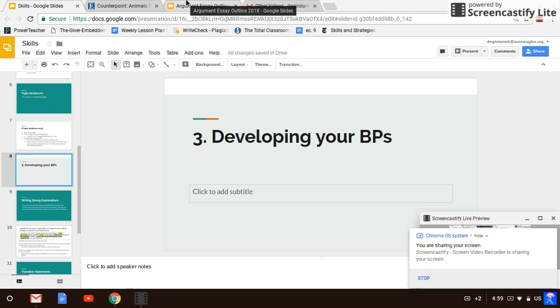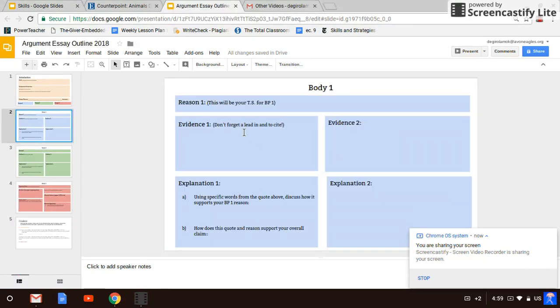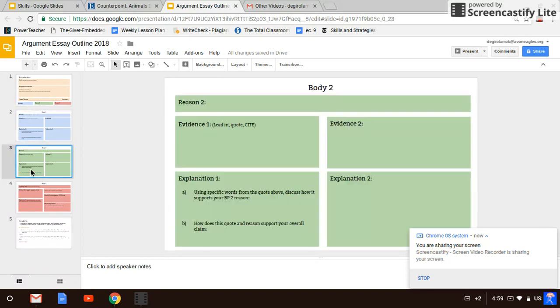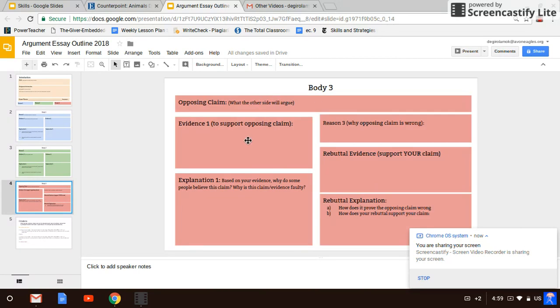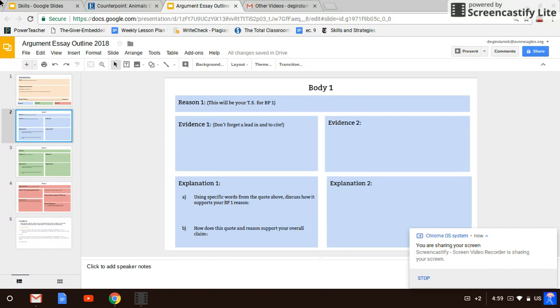Now that you have your evidence, your claim, your reasons, we are ready to dive into our body paragraphs and develop them further. So again, your reasons should be outlined already. You should have evidence pieces. You should hopefully have your evidence and reason for each one done. Your opposing claim, evidence, reason one, evidence. Now we can dive into our explanations.